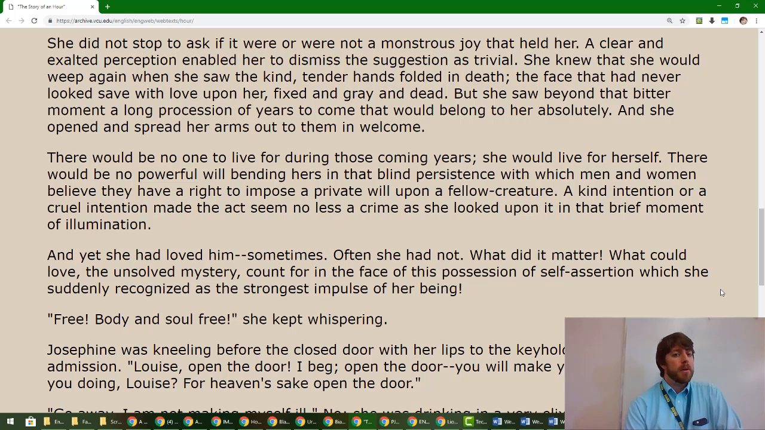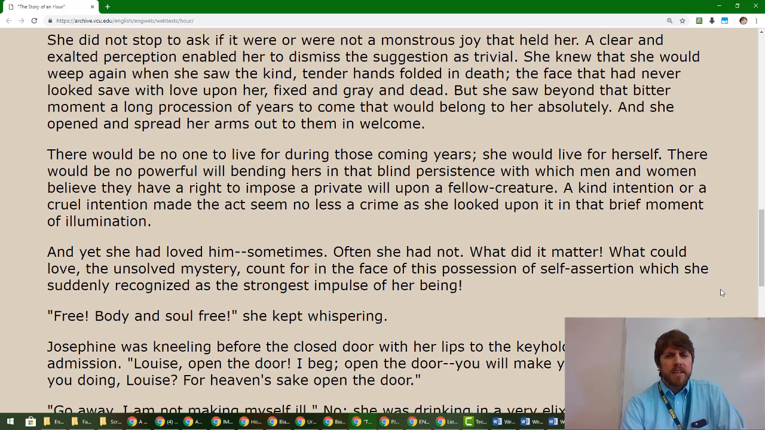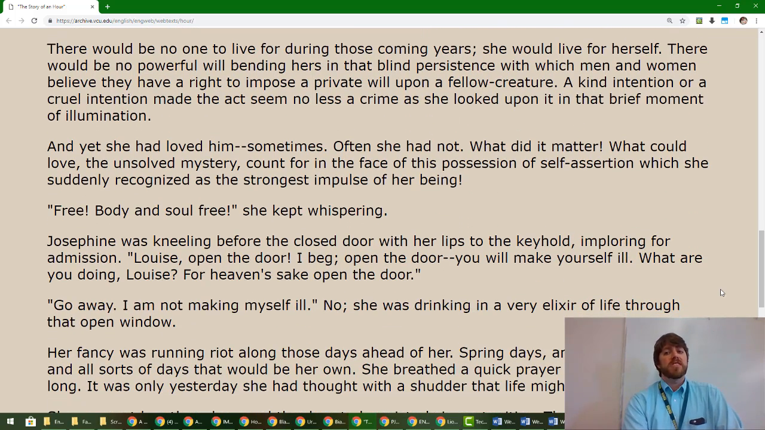She saw beyond that bitter moment a long procession of years to come that would belong to her absolutely. And she opened and spread her arms out to them in welcome. There would be no one to live for during those coming years. She would live for herself. There would be no powerful will bending hers, and that blind persistence with which men and women believe they have a right to impose a private will upon a fellow creature.